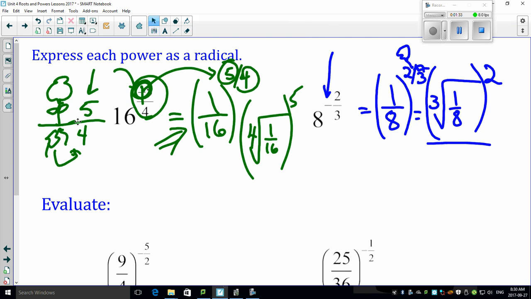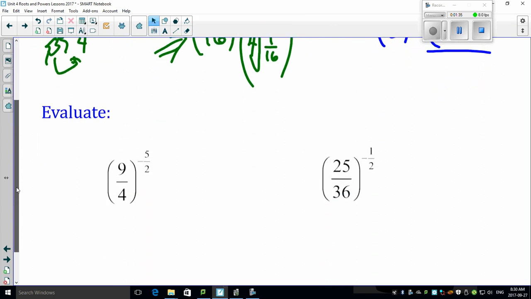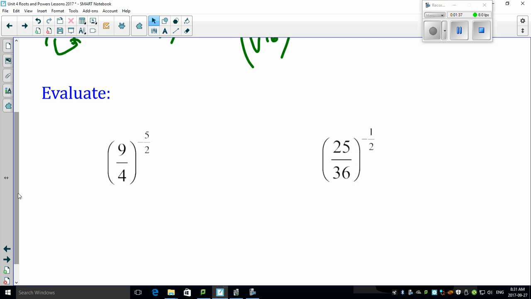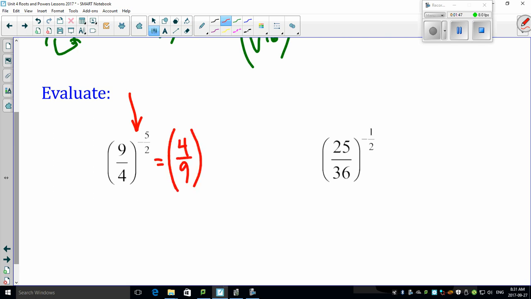Now, look at the next part. This part says to evaluate, so we've got a little bit more work to do here. First things first, there's the negative. It tells you to flip it, so this now becomes 4 over 9. The power stays the same. Notice that the power does not change. It's still 5 over 2. You don't flip this, you flip the base. You flip that guy.